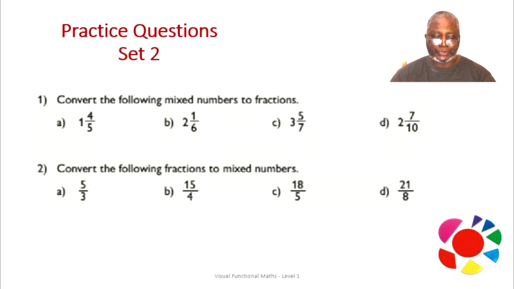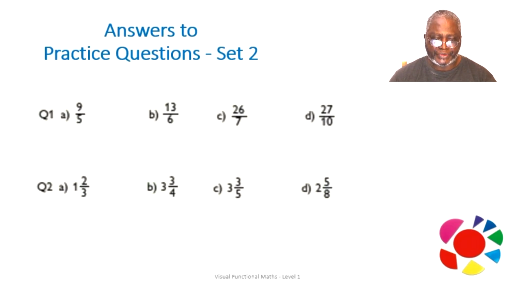And here are some questions for you. Questions 1A, B, C, and D, which is to convert mixed fractions to fractions. And then you do the reverse. Question 2, you convert fractions to mixed fractions. By the way, when you have a fraction where the top number is heavier than the bottom number, it's called a top-heavy fraction. That's the common name we use. And these are your answers for question set 2.